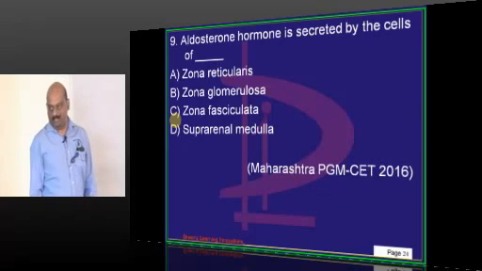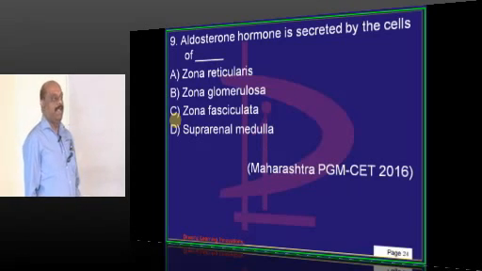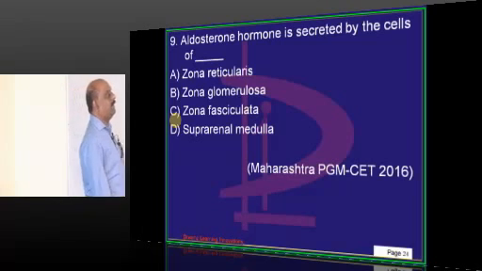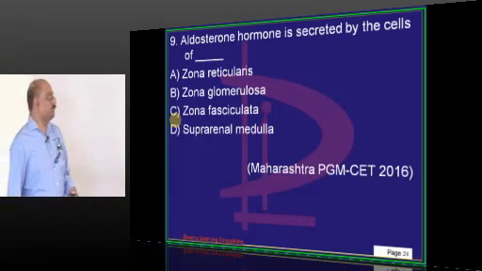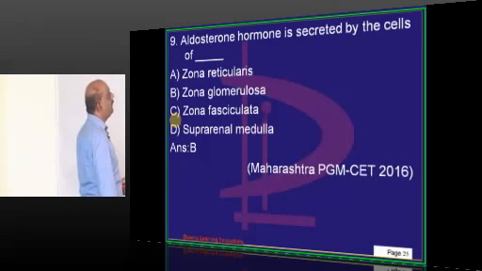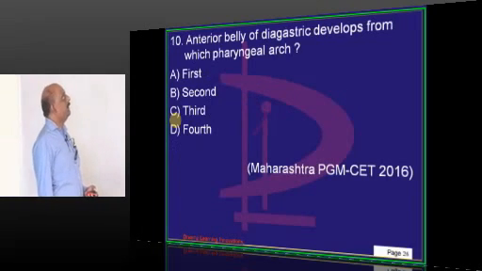Glomerulosa is aldosterone, right? And you are having fasciculata and reticularis. So you must know what the other things are, what is reticularis doing?